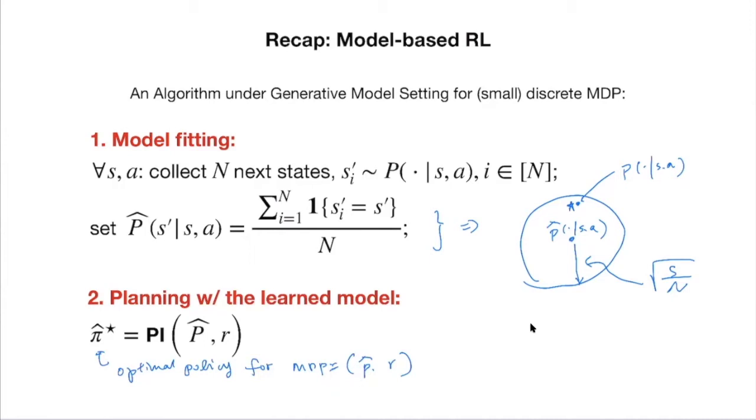And as I said, this concentration result, this confidence ball, the proof of this kind of stuff is definitely out of scope, right? We don't need to understand that, but you will see this kind of 1 over square root of n rate many times throughout this semester.